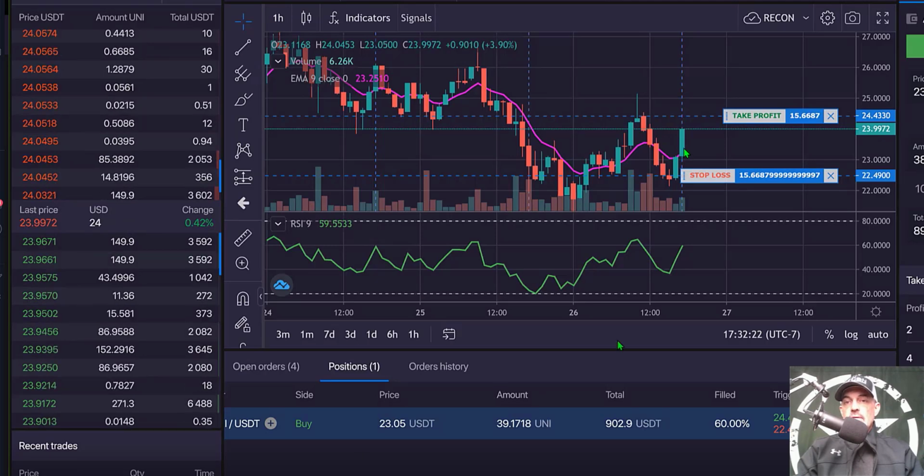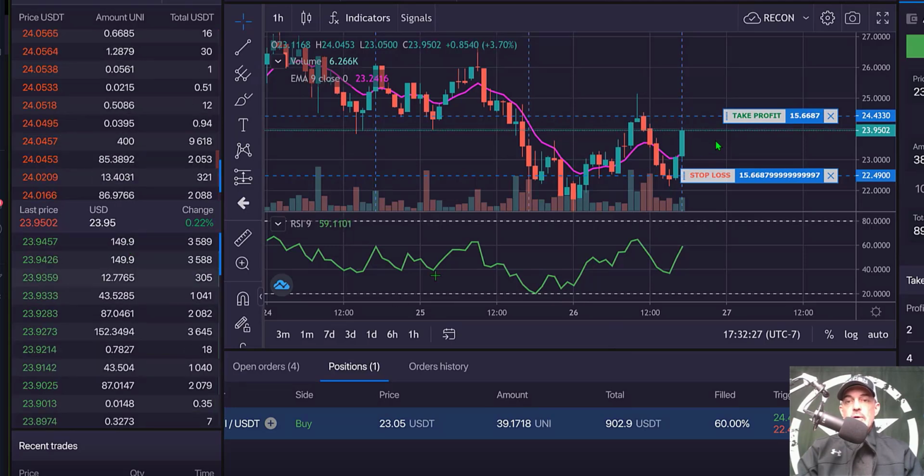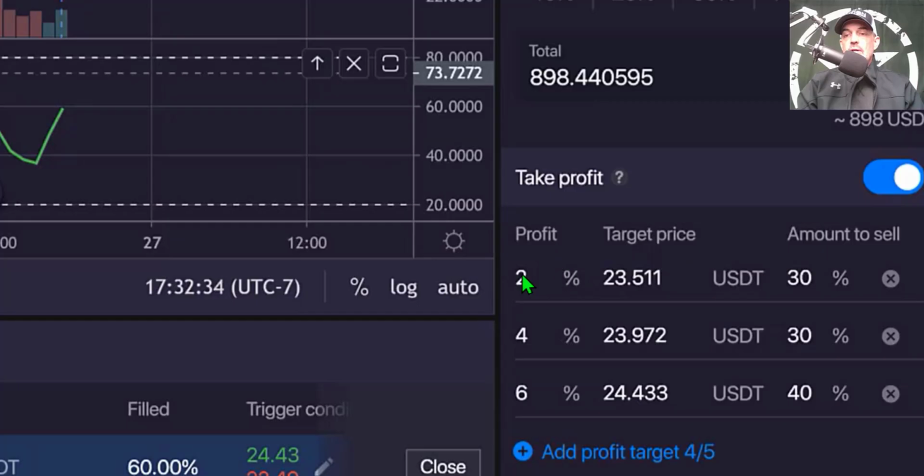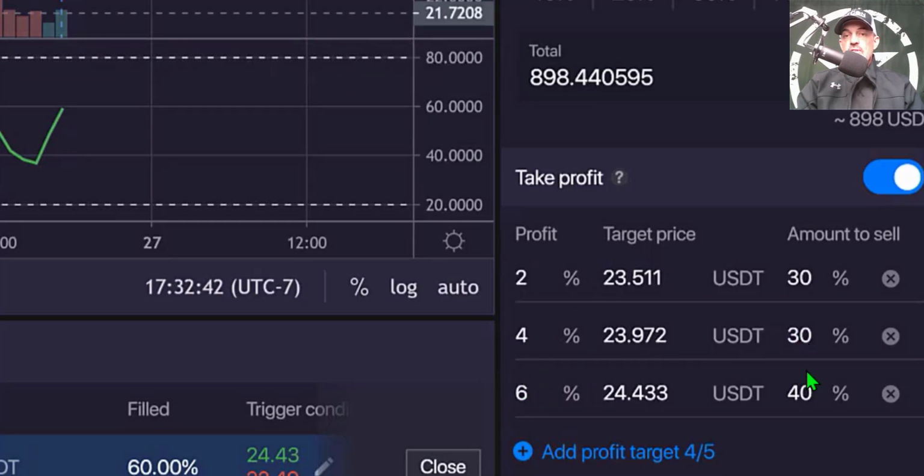So in less than an hour's time, I will have made 4% on this trade. And it works out to be 4% because I took 2% on 30% of my position. I took 4% on 30% of my position. And I take 6% on 40% of my position. And so it averages out to a 4% profit on this particular trade.